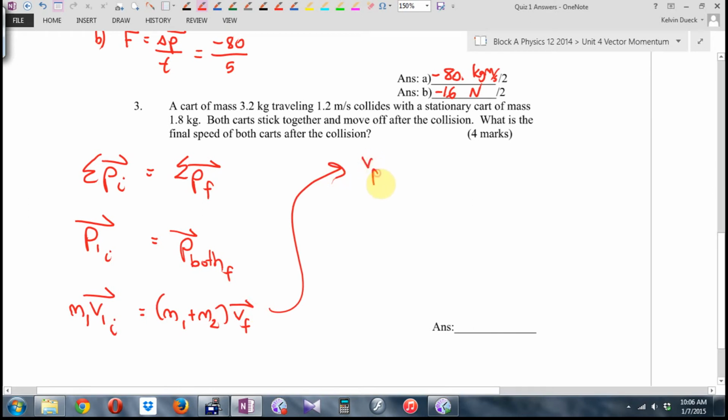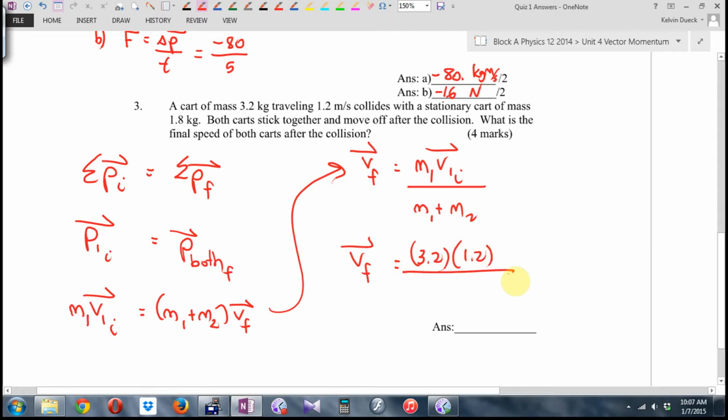I guess V final is going to be M1 V1 initial all over M1 plus M2. It's going to be 3.2 times 1.2 all over 3.2 plus 1.6. Do that one in your head, Mr. Dueck. Okay. I think I can. It's going to be 16 times 12. 16 times 12, 144 plus 48 is going to be 1.88?